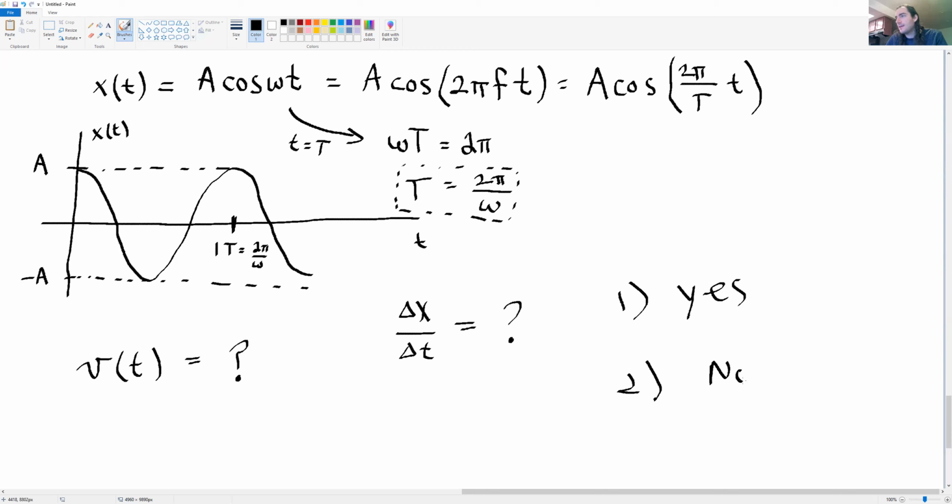Should I do delta x over t? Those of you who are in the calculus class, should I do the time derivative of x with respect to t? You can put 3 for yes and 4 for no.